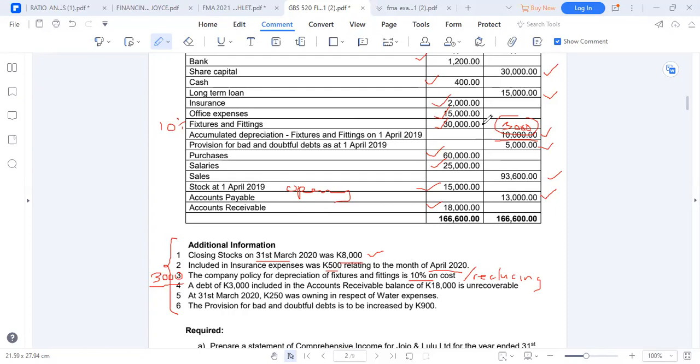Mr. Collins? Yes, madam. So you're saying that if it was reducing balance, we would have done 10% of the 30,000 kwacha, which is 3,000, then deducted 3,000 from the 30,000? No. On reducing balance, the 10% comes after we subtract 30,000 minus 10,000, the accumulated depreciation, giving the net book value of this fitting. Oh, okay. 20,000, that's when you do the 10%, which is 2,000. On the 20,000. Yes. Okay. Is that clear?